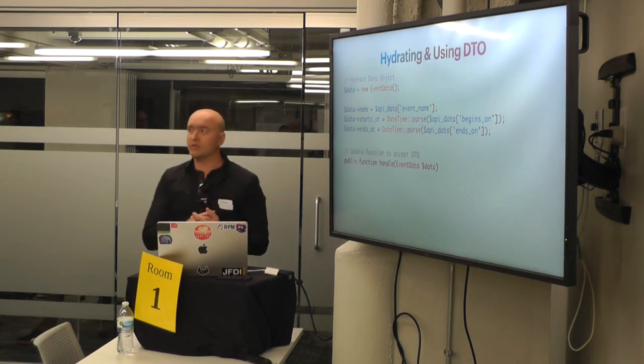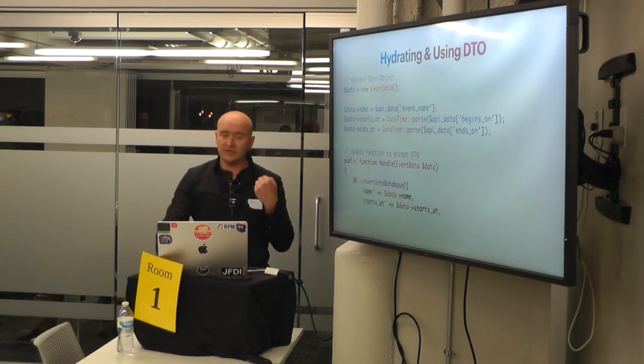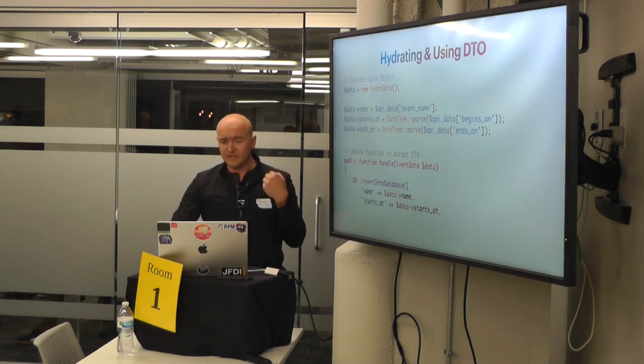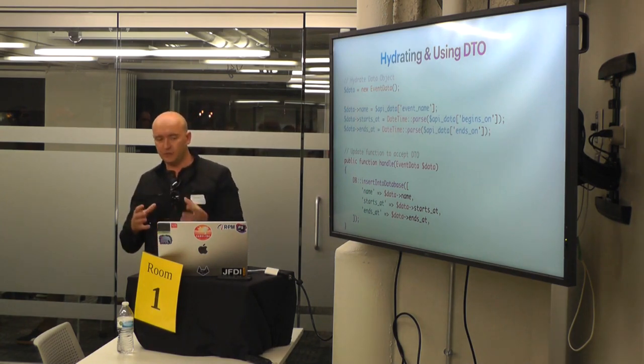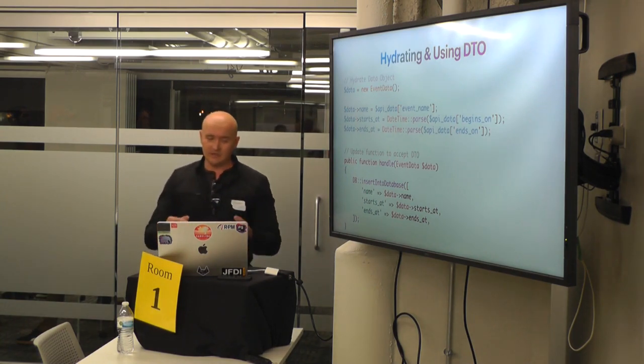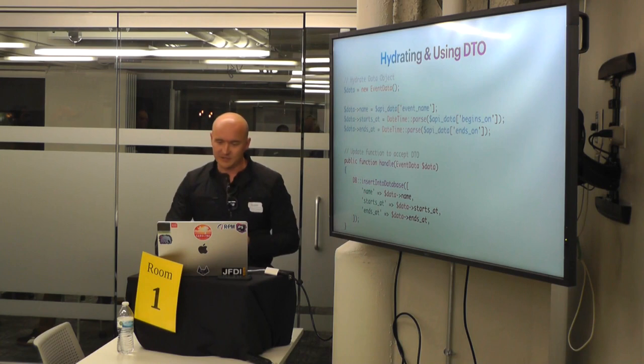And then all we would have to do is update our handle function. So previously we were accepting an array, but now we're just accepting an event data. And rather than dealing with the data structure of the associative array, we're dealing with the properties that are on the data transfer object. So there's a lot of benefits here, which I'm going to talk to in just a second.